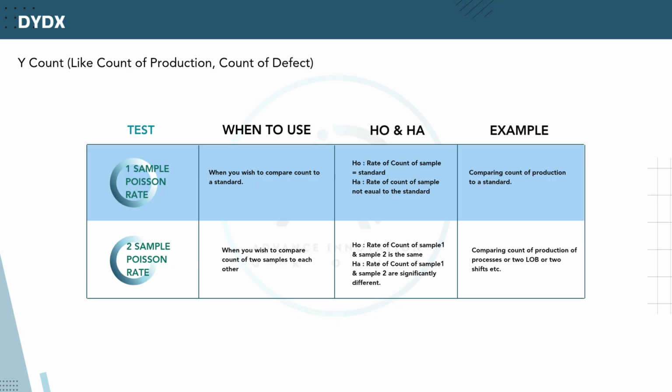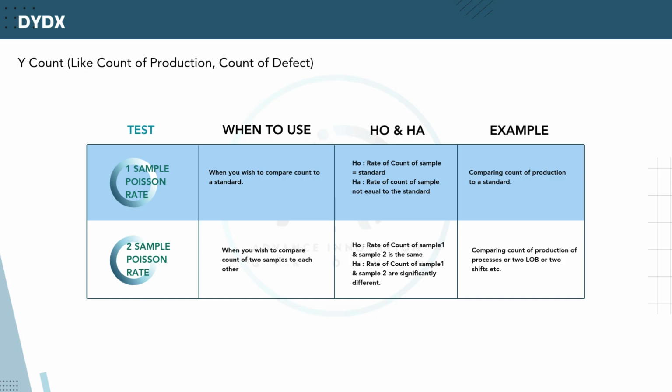This slide gives us a quick comparison between the one-sample Poisson rate test and the two-sample Poisson rate test, both of which are used when the Y variable is count data, such as the count of production units or defects. Let's begin with the one-sample Poisson rate test. This is used when you want to compare the observed count to a known standard or benchmark. For example, if your production target is 100 units per day, and you want to see whether your actual production count differs significantly from that target.